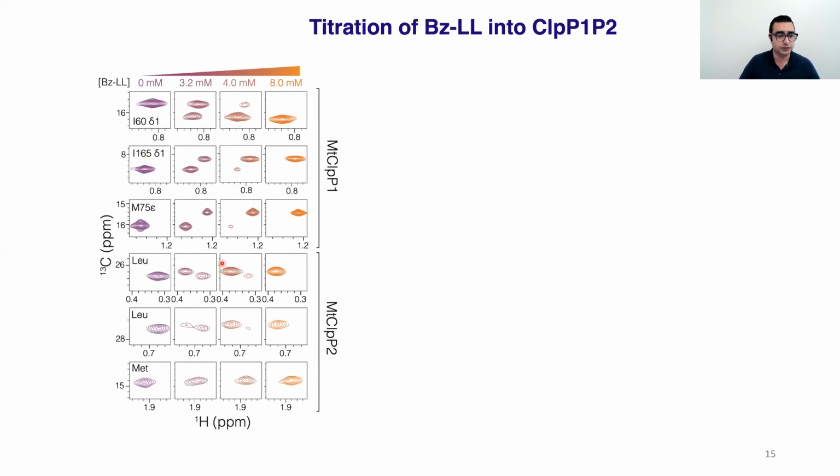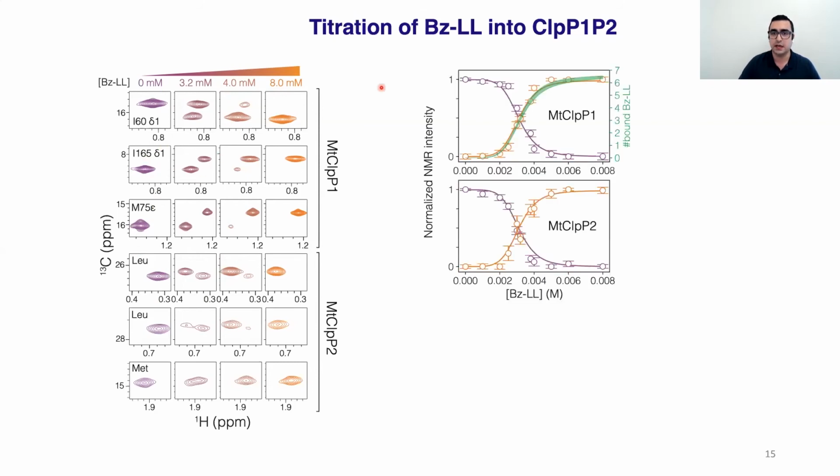We can also reverse the labeling pattern. Now P2 is ILVM labeled, P1 is uniformly deuterated, and the pattern is similar. If we follow these intensities, some of these peaks go down in intensity, some of them go up. This is the way they look. This is for the P1 ring. This is for the P2 ring. This is your typical NMR titration. If you look at the shape of these points, they do not correspond to the typical hyperbolic binding curves that you're used to seeing. These are highly sigmoidal, which, as I'm going to explain in a few slides, speaks to allostery.